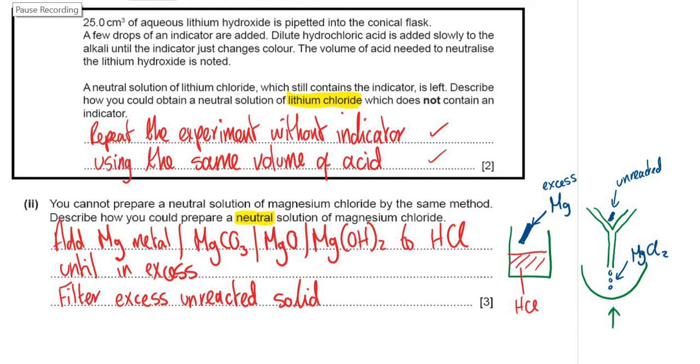Here you can see this would have got me 3 marks. The first mark is add the magnesium metal or magnesium carbonate to the HCl. Until in excess, that's the second mark. And then the third mark would be filter the excess unreacted solid. So we've got our 3 marks there.